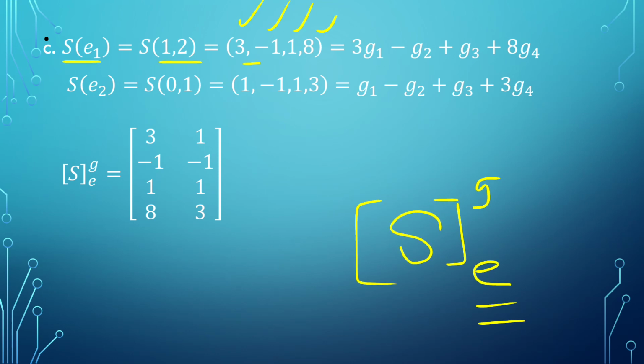So all these have now been transformed to the basis of G, and therefore that becomes true. Okay. For E2, same technique, and we have that.